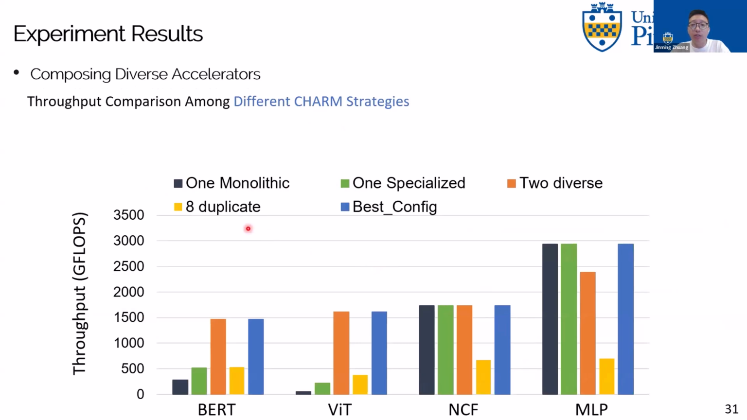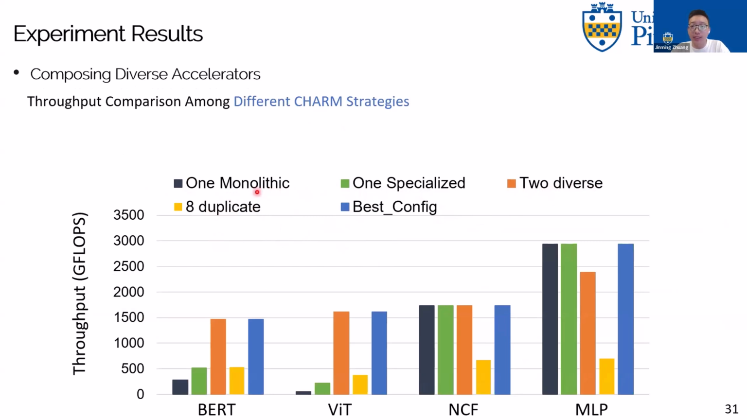So here we will demonstrate the throughput comparison among different Charm strategies, including the one monolithic accelerator, one specialized accelerator, two diverse accelerator, and eight duplicate designs. During exploration, Charm will automatically cover these strategies and find the best configuration.